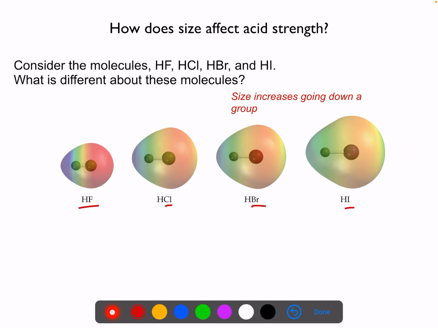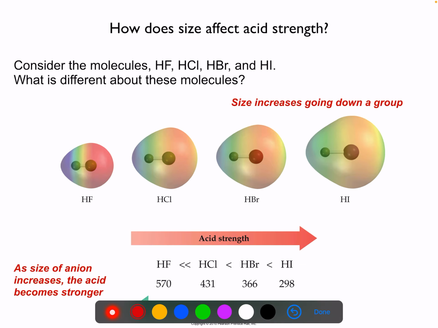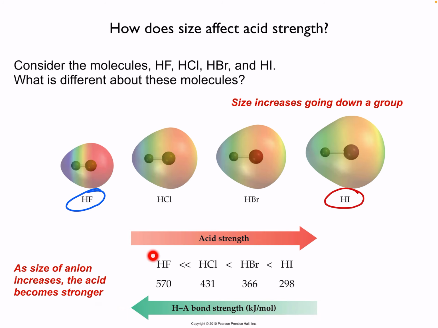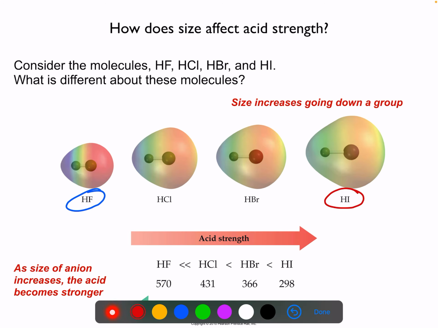When we look at acid strength, it turns out that HI is the most acidic and HF is the least acidic. So acid strength is increasing as you go from HF to HI. Going down a group, it's the size that matters. The bigger the element, the stronger the acid. And the reason for that, I like to give the example of something like HF.